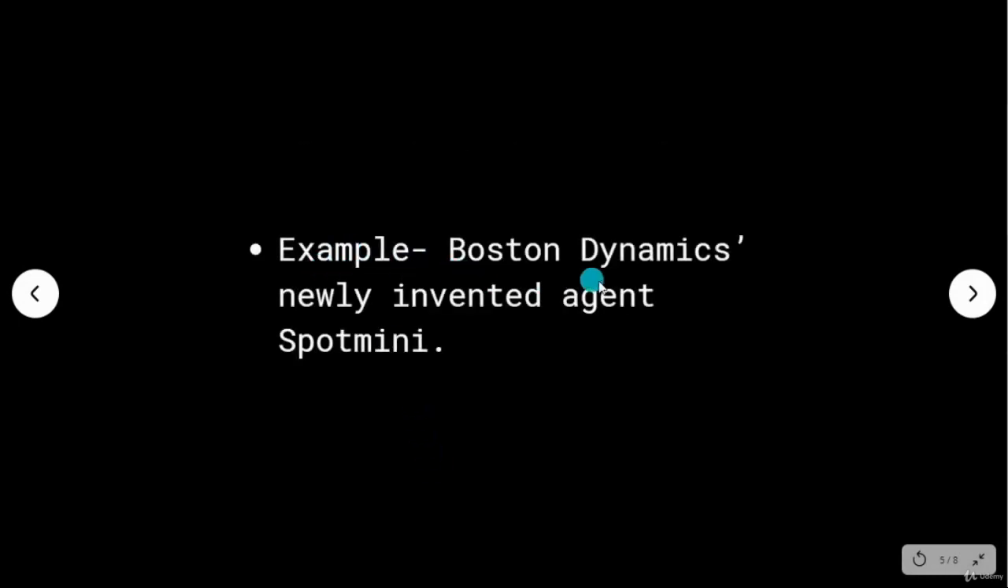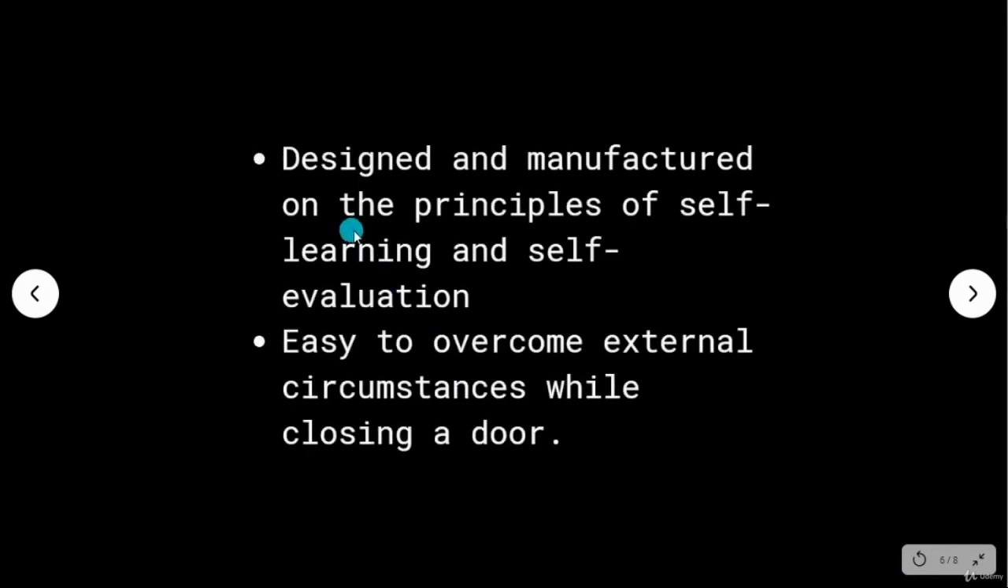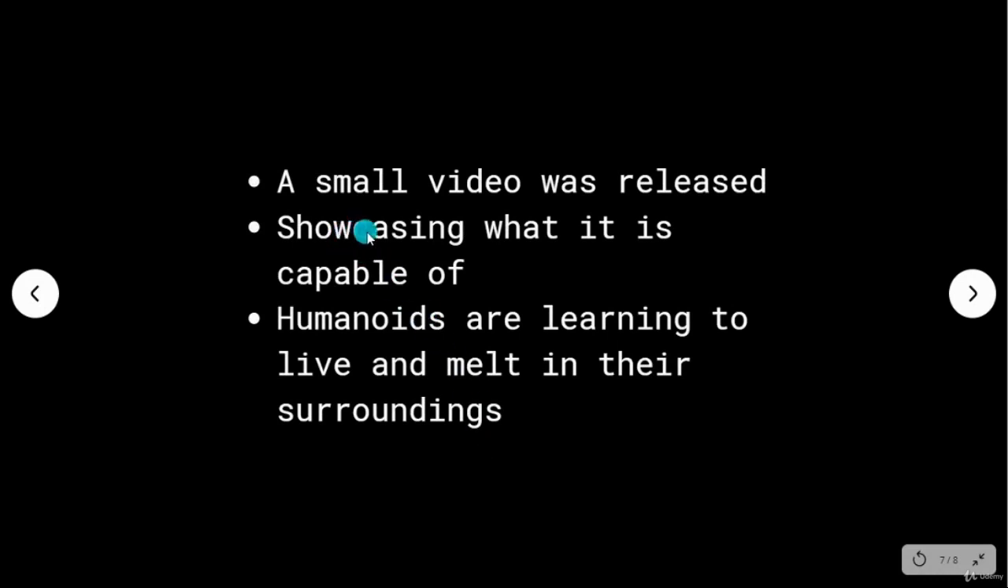A good example of reinforcement learning is the Boston Dynamics' newly invented agent, Spot Mini. It was designed and manufactured on the principles of self-learning and self-evaluation, which made it easy to overcome external circumstances while closing a door. There is a small video that was released by Boston Dynamics showcasing what it is capable of. As scary as it may look, humanoids surely are learning to live and melt into their surroundings, even if any external intervention is certain.